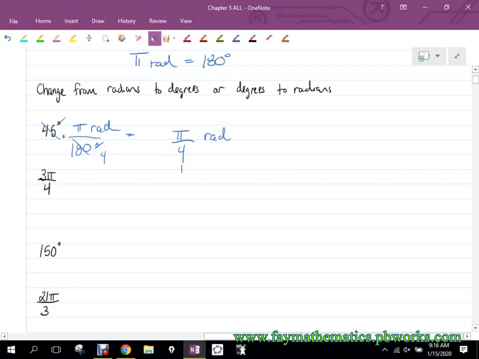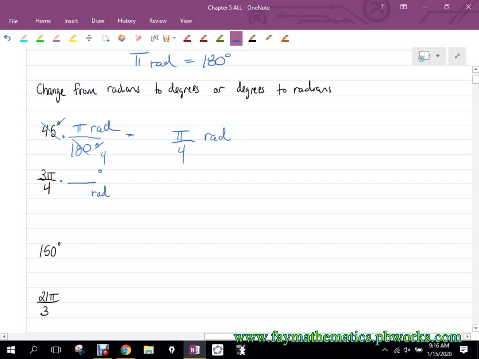And the idea is, guys, if I'm starting with 3 pi over 4, is that radians or is that degrees? That's radians, okay? What do I need to multiply by so that radians cancel out? It's got to be degrees over radians, right?